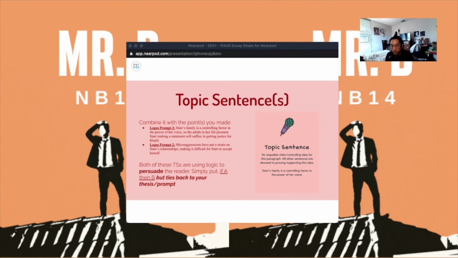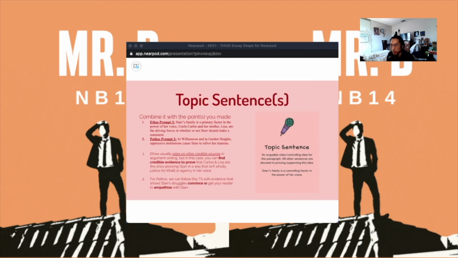And if we look at these 2 examples, right, Star's family is a controlling factor in the power of her voice. If A, then B. So the adults in her life presume Star making a statement will suffice in getting justice for Khalil. So your logos topic sentence needs to kind of have that if A, then B type of structure.